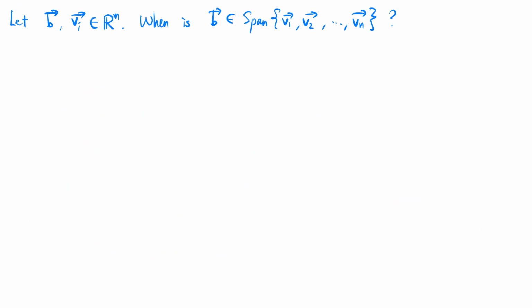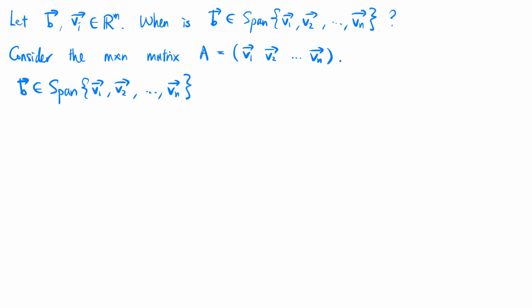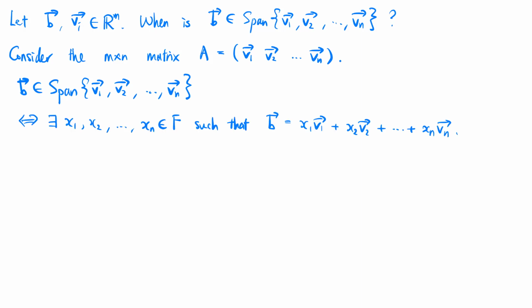Let B and Vi be vectors in Rm. When is B in the span of V1, V2 up to Vn? Consider the m by n matrix A, which consists of V1 up to Vn as its columns. B is a vector in the span of V1, V2 up to Vn if and only if there exist x1, x2 up to xn in F such that B equals x1 times V1 plus x2 times V2 plus up to xn times Vn. This happens if and only if B equals A times x, for some vector x in Fn.